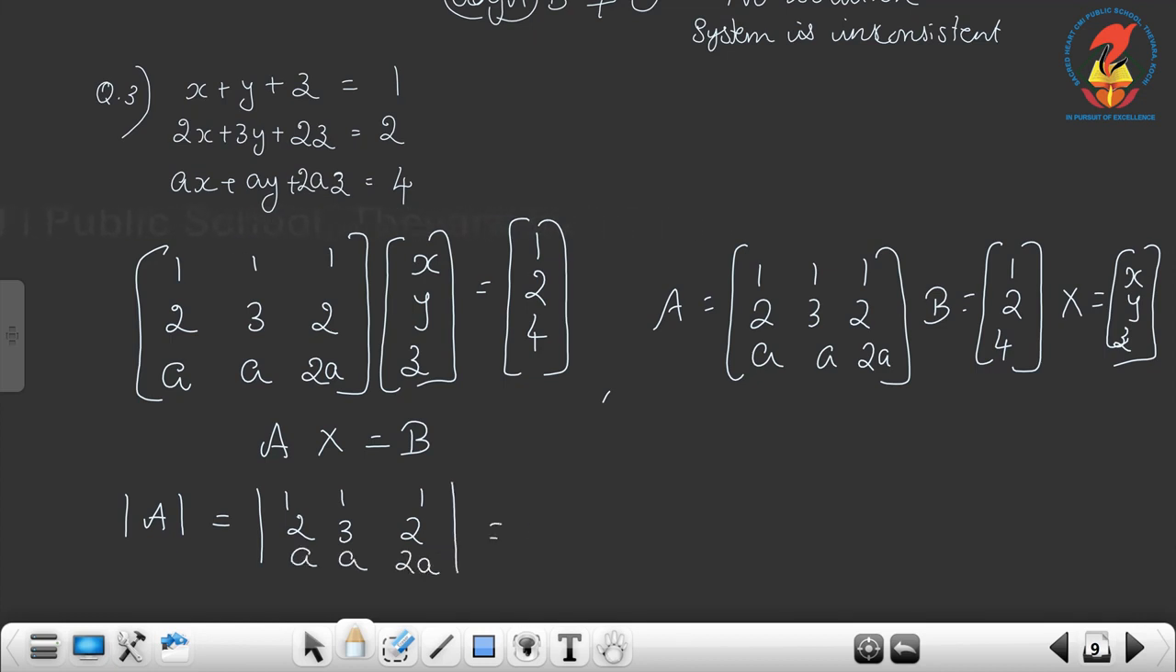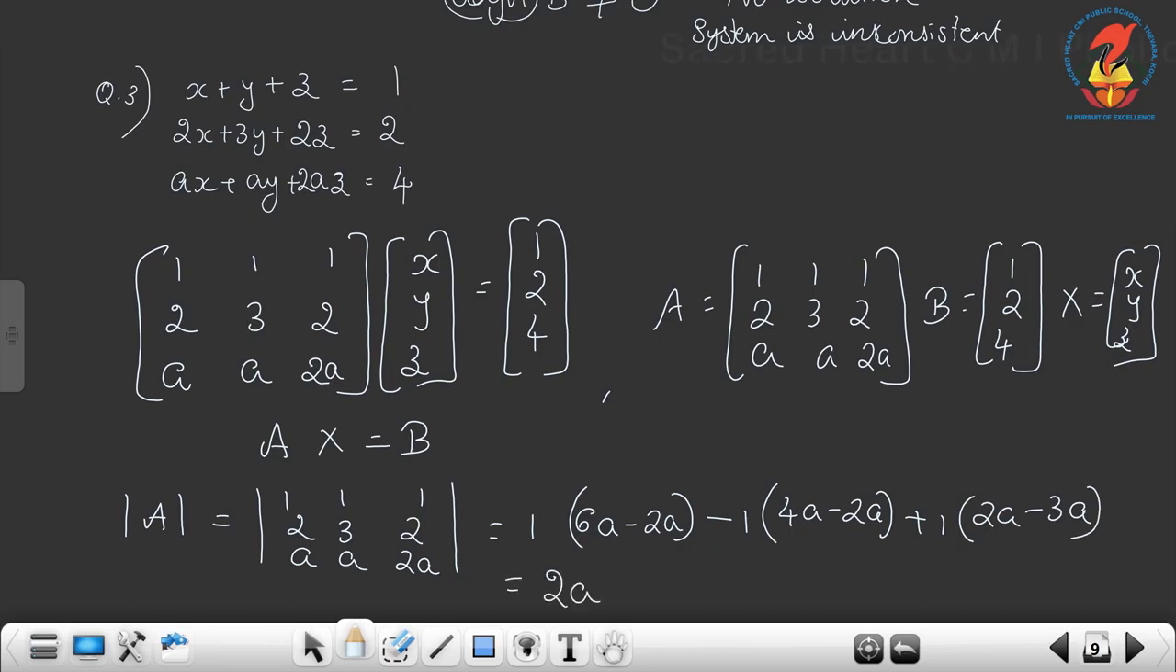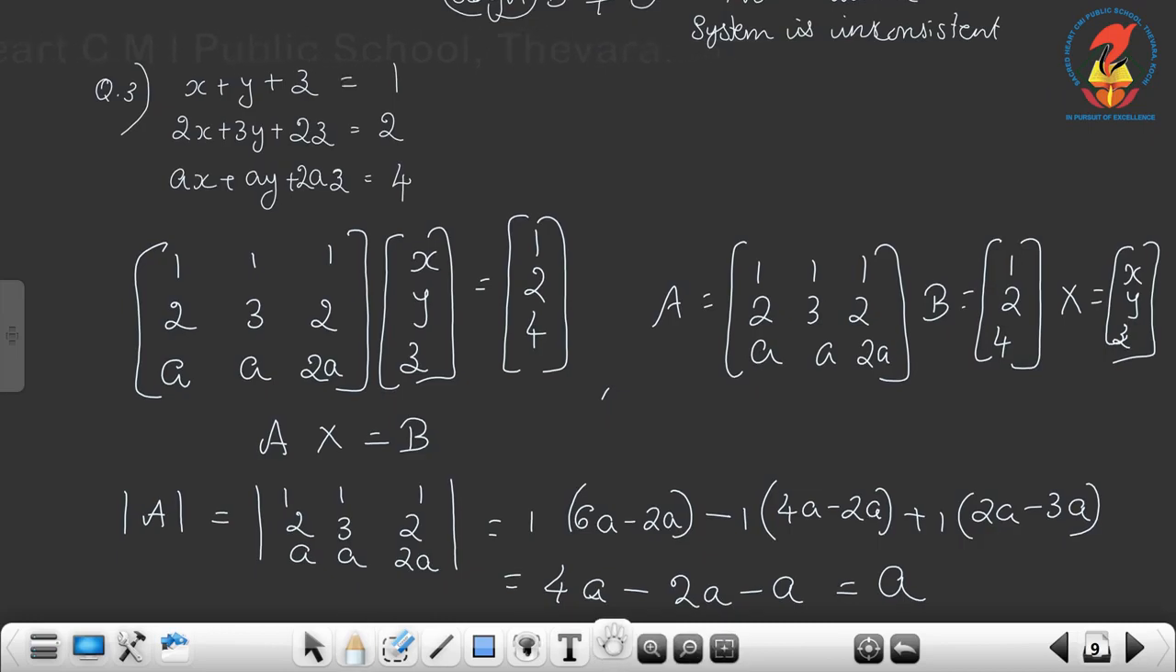So that's equal to 1 into, deleting the row and column, 3 into 2a, that is 6a minus 2a. Then minus 1 into 4a minus 2a plus 1 into 2a minus 3a. So 4a minus 2a minus a, that is a. So we get a. Then is a 0 or not equal to 0?